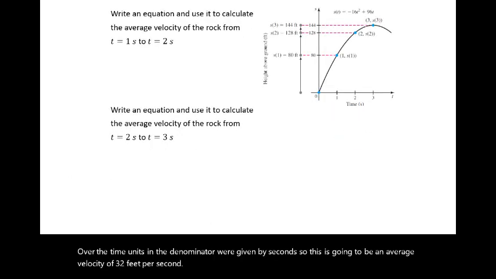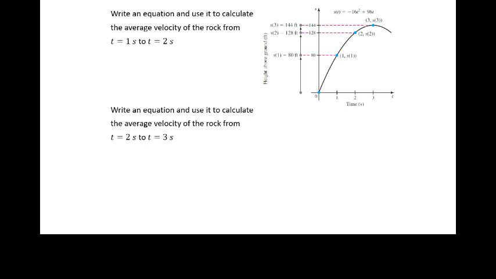Now, if at any point in this PowerPoint you want to try an example before I go over it, just feel free to pause the video and resume it when you are done working. So what I want you to do is use that same graph and that same function to calculate the average velocity of the rock from 1 second to 2 seconds, and then to calculate the average velocity of the rock from 2 seconds to 3 seconds. So go ahead and pause the video and try those two on your own.